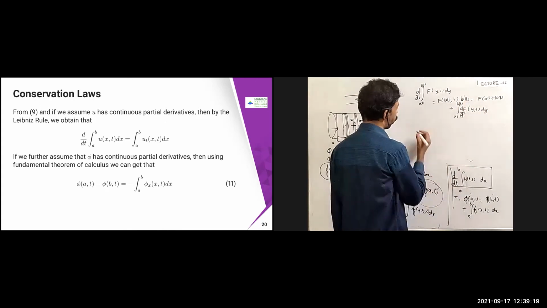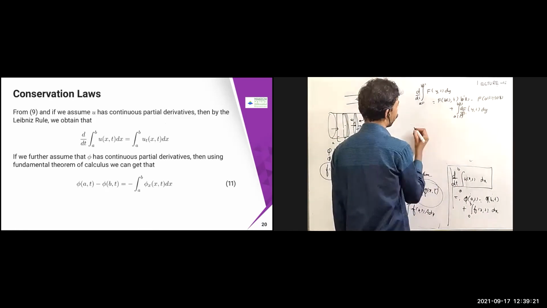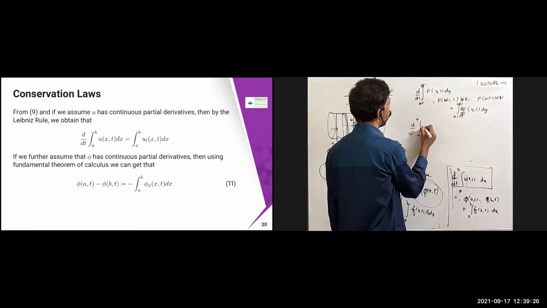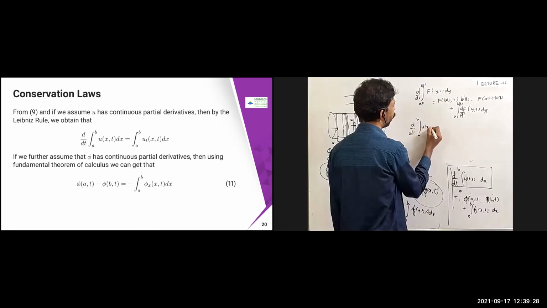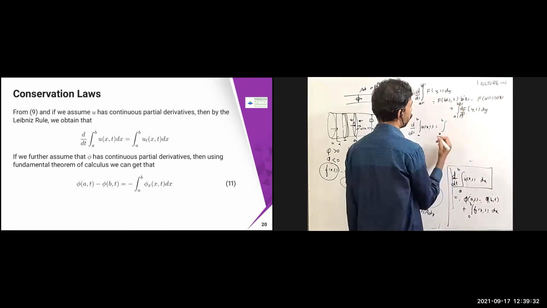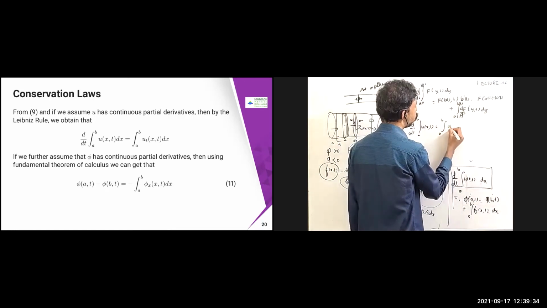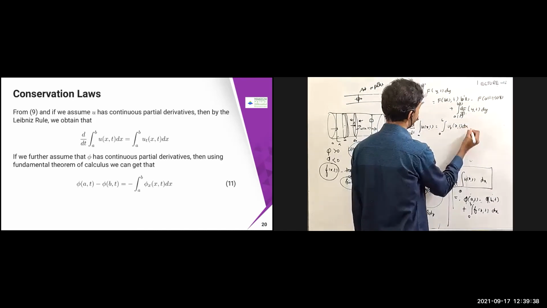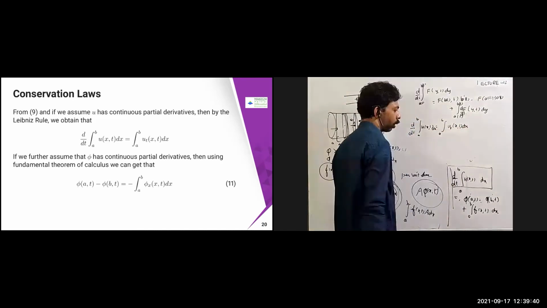Therefore, what is it going to become? So these two terms are going to cancel. So d by dt of the integral from a to b of u(x,t) dx becomes the integral from a to b... Since these two are constant, it's going to vanish. So we are going to get the integral from a to b of u_t(x,t) dx. Okay.